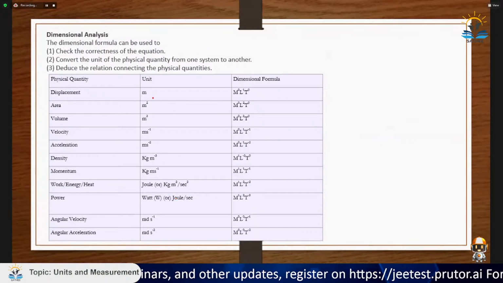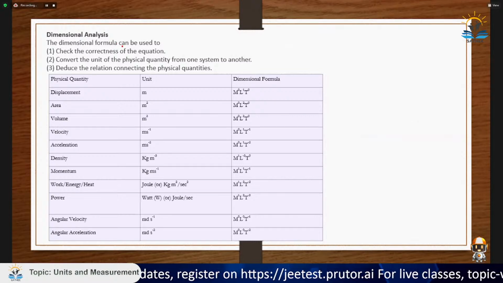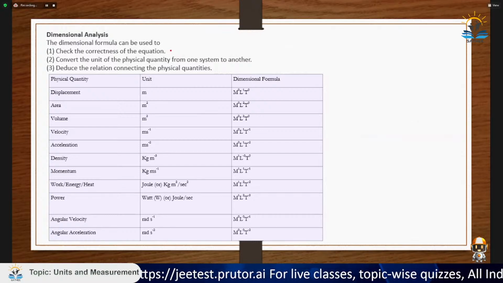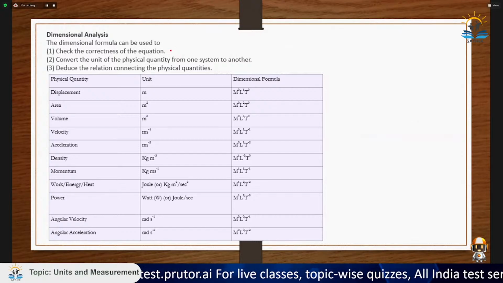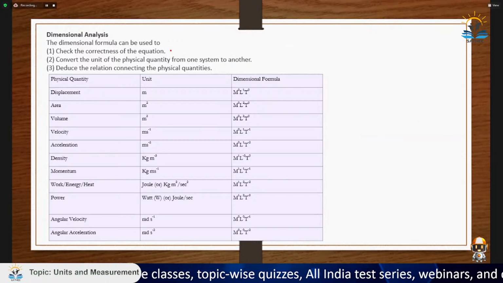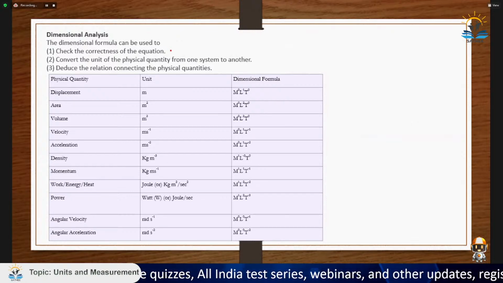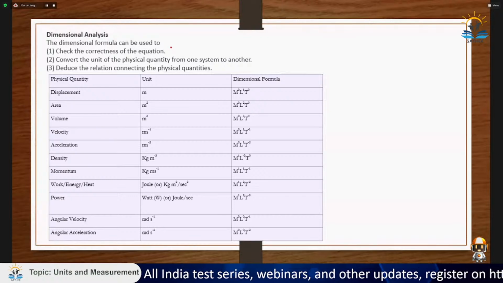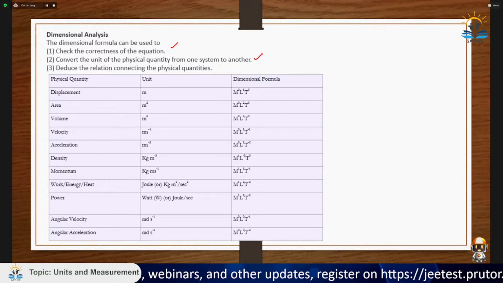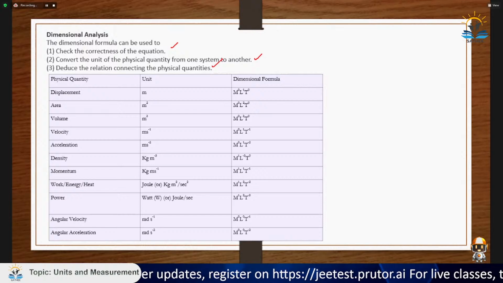Okay, so moving ahead, dimensional analysis. When we use dimensional analysis, we use it preferably for doing three things: checking the correctness of an equation, which I told you as I started dimensional analysis. You want to check your answers, so you can compare the dimensions of your answer to the dimensions of the required quantity. If you are calculating energy, you can compare the dimensions of your answer with the dimensions of energy so that you can check the correctness. Then converting the units of a physical quantity from one system to another, you can use it because in every system dimensions are the same. And then deducing the relation connecting the physical quantities.